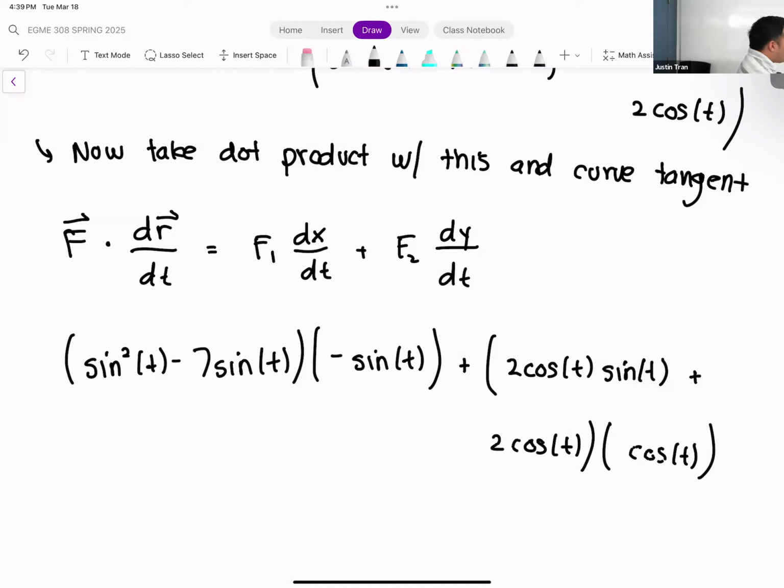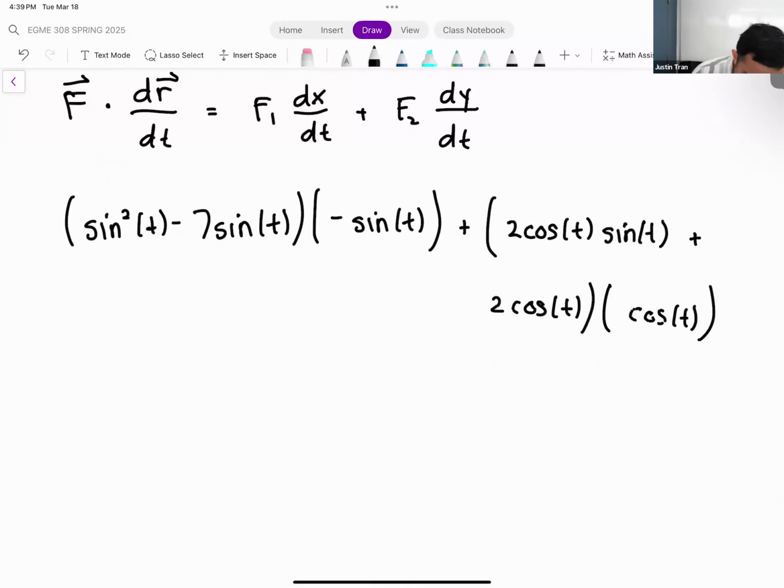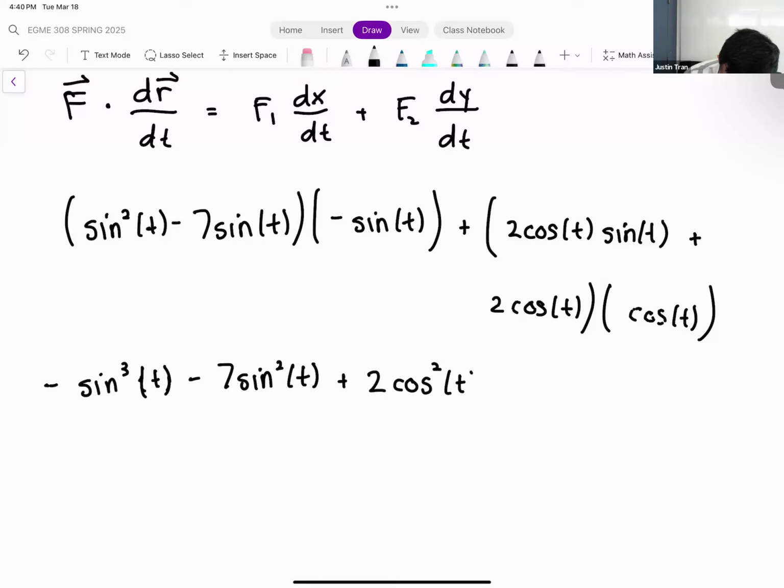Okay, so let's go ahead and multiply these through. And so we're going to get kind of a beast of an integrand here. Okay. And so we multiply these through, we get minus sine cubed of t minus 7 sine squared of t plus 2 cosine squared of t sine of t plus 2 cosine squared of t. Okay.